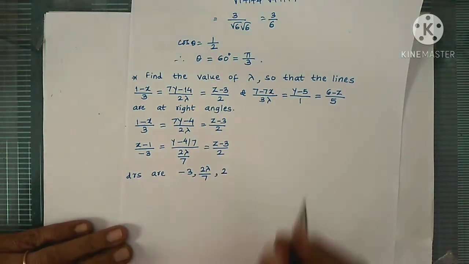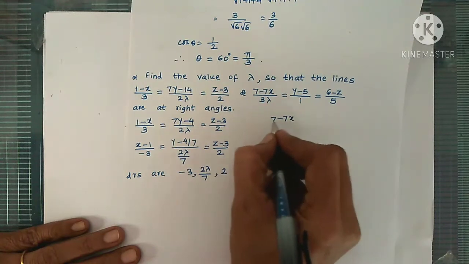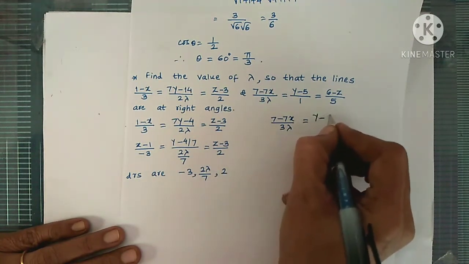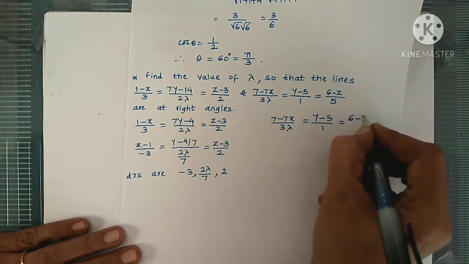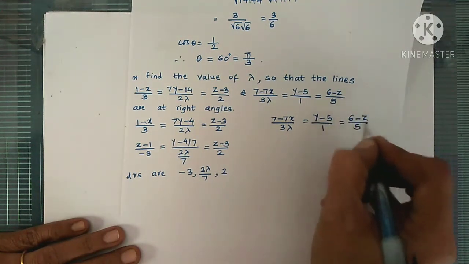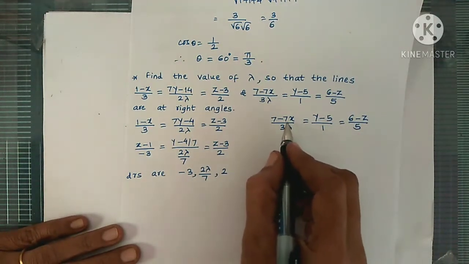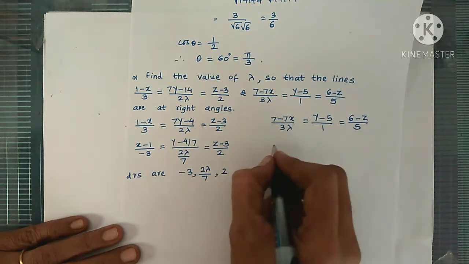Now the second line given is (7 minus 7x)/(3 lambda) = (y minus 5)/1 = (6 minus z)/5. To make this (x minus x1)/a, we have to divide numerator and denominator by coefficient of x, which is minus 7.